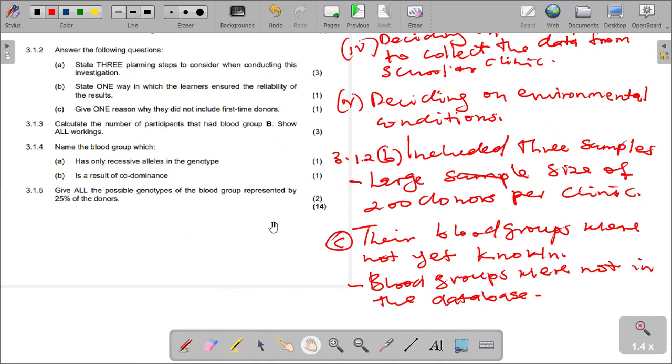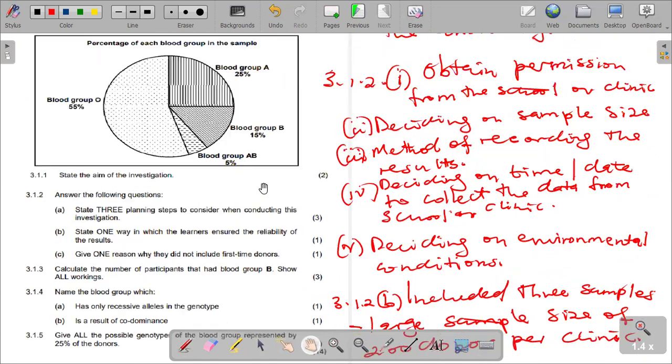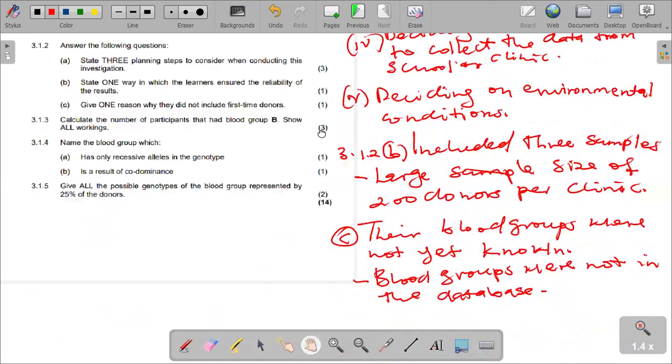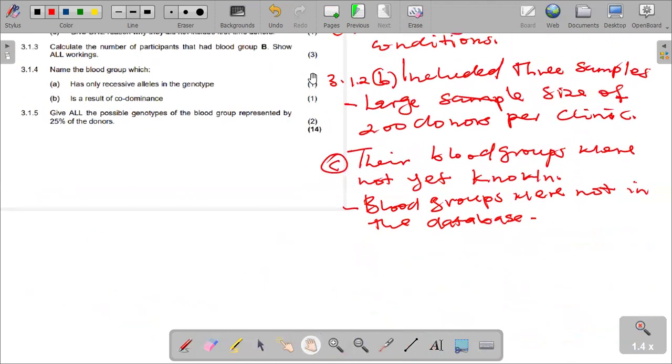In this case, we are supposed to calculate the number of participants that had blood B. Blood B percentage representation is 15%, so we are saying 15% of the people got blood B. It is 15% of the total participants who were there, which is question 3.1.3.